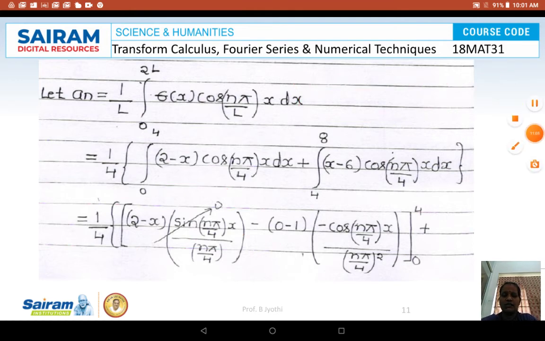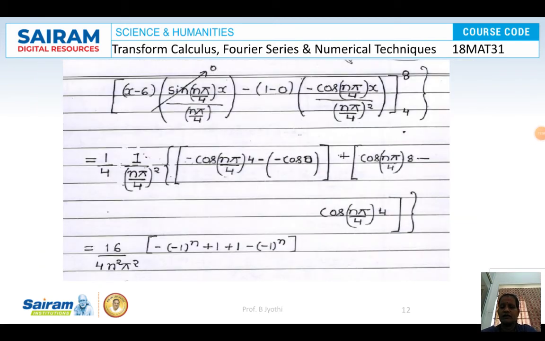Now the next term, when we integrate this x minus 6 into sine n pi by 4 of x divided by n pi by 4, minus the derivative of x minus 6, which is 1 minus 0, into the integral of sine, which will be minus cos n pi by 4 of x by n pi by 4 whole square.